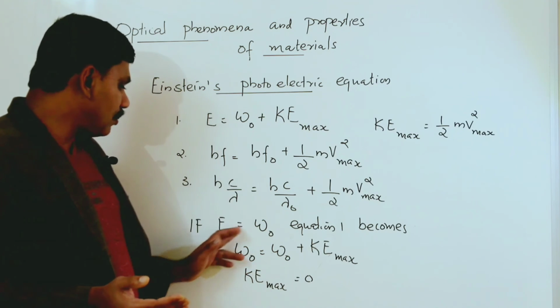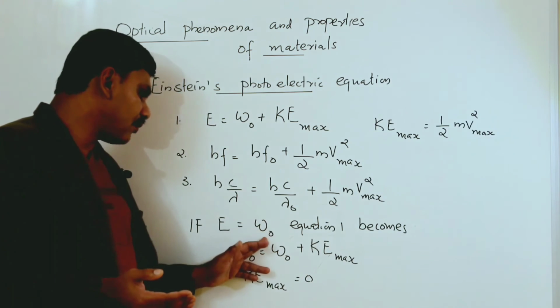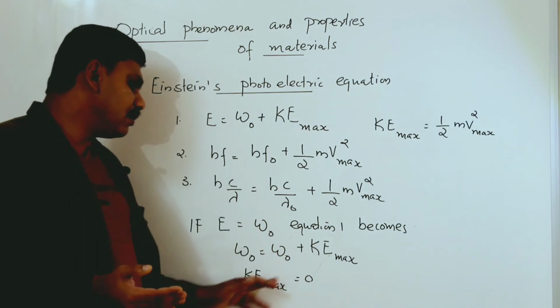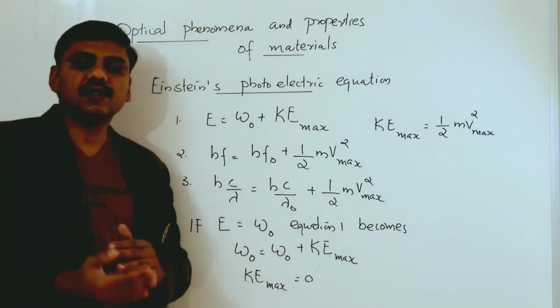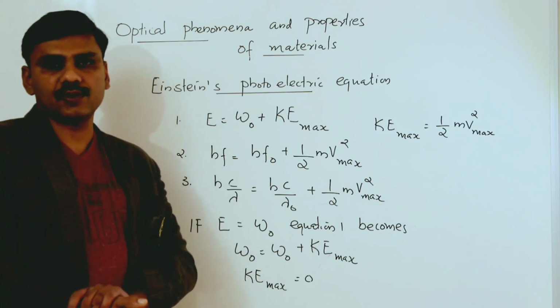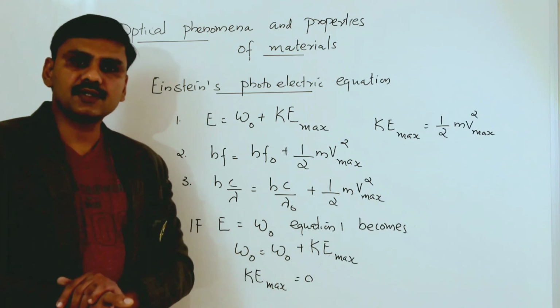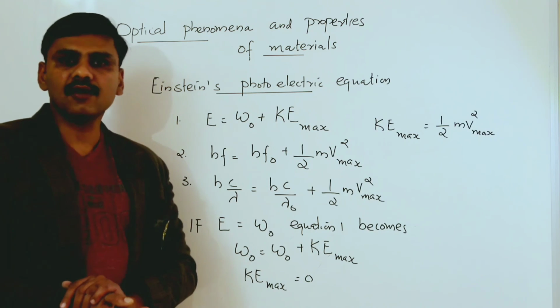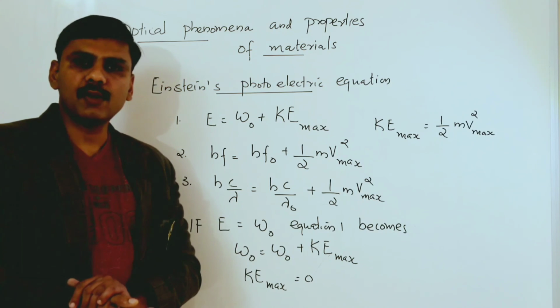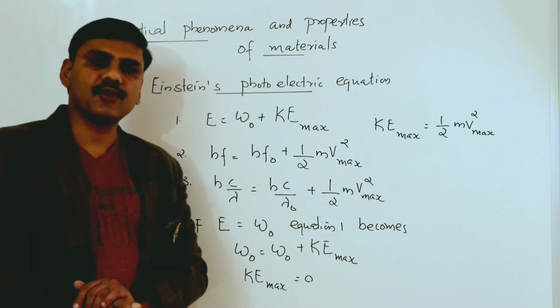And if E becomes W0, that means the energy falling on the metal surface is only the work function. The kinetic energy will be 0. That means there will be only ejection of electrons and there will be no movement of electrons. So Einstein developed this equation on the basis of the quantum theory or particle theory of light, and he got the Nobel Prize in 1921 for the successful explanation of the photoelectric effect.